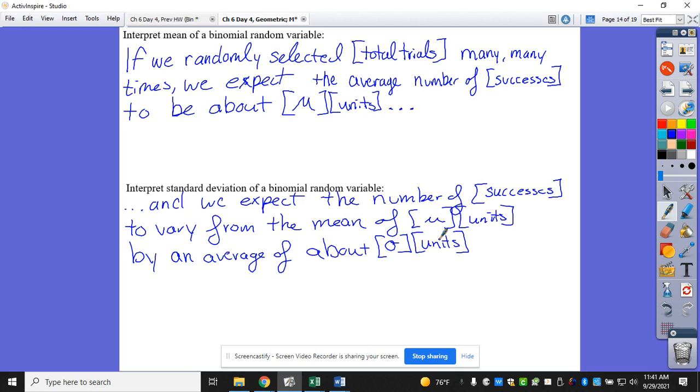So if we randomly selected 7 rolls of the die many, many times, we expect the average number of stars to be about 3 stars. And we expect the number of stars to vary from the mean of 3 stars by an average of about 1.3093 stars.